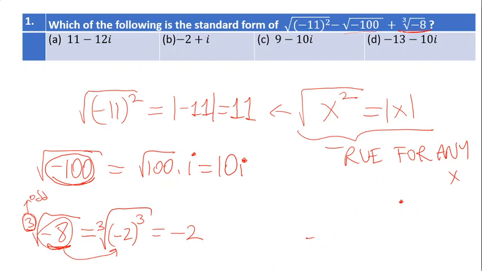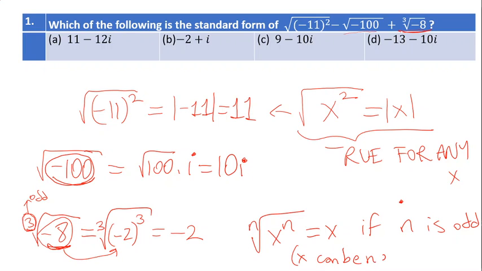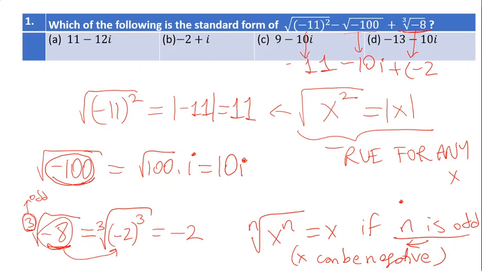The nth root of x to the n is equal to x if n is odd, and here x can also be negative. x can be negative if n is odd, okay? So if you put them together, this one will be 11, this one will be minus 10i, and this one will be negative 2. When you add them, you will get 9 minus 10i.